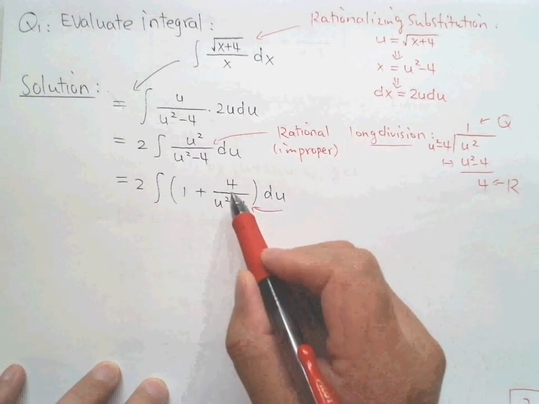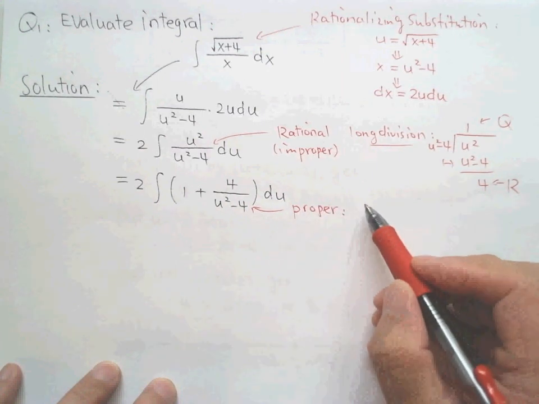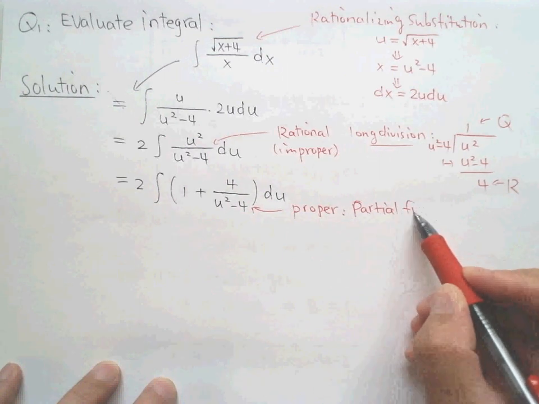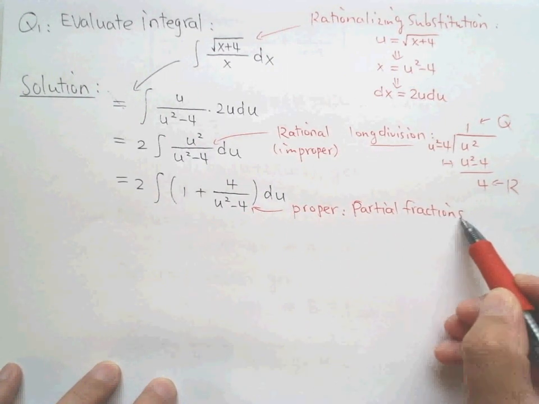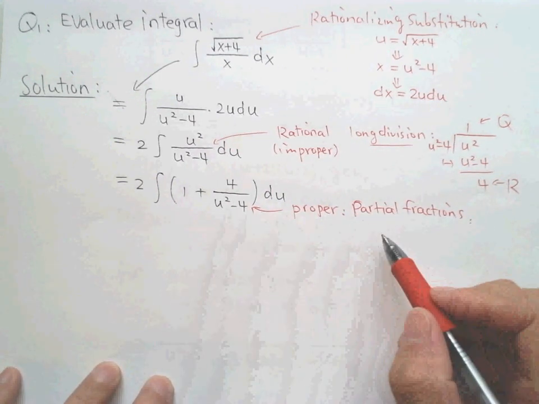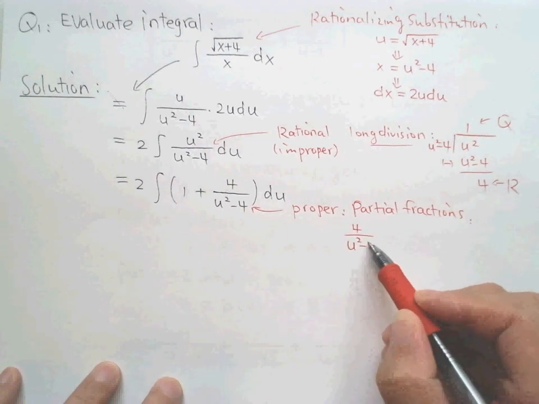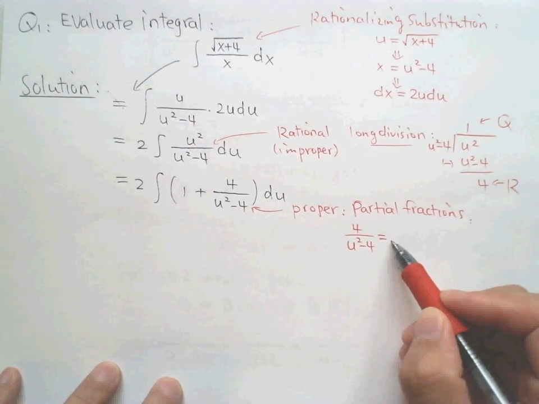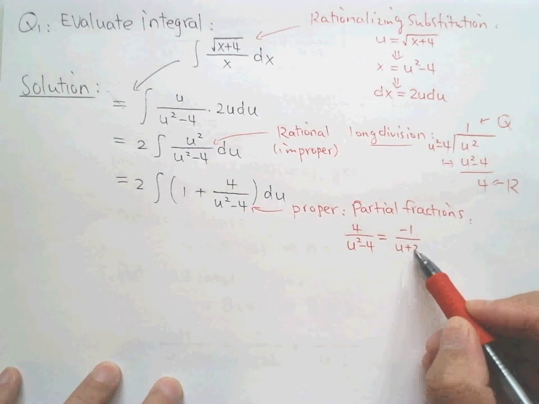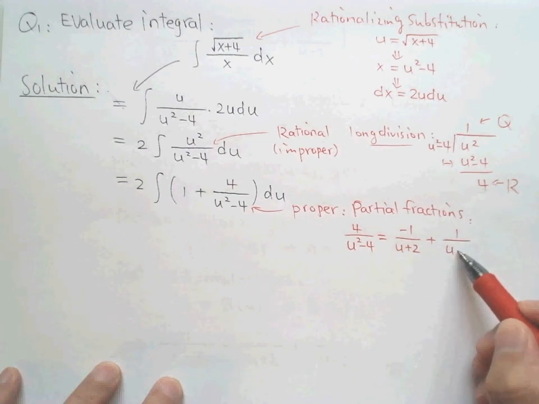Okay, the second term definitely is proper, right? It's proper. If it's proper, we can directly go to partial fraction. We can find the partial fractions, and then we can find the answer, right? What is the partial fraction of 4 over u squared minus 4? I put here first: -1 over u plus 2 plus 1 over u minus 2.